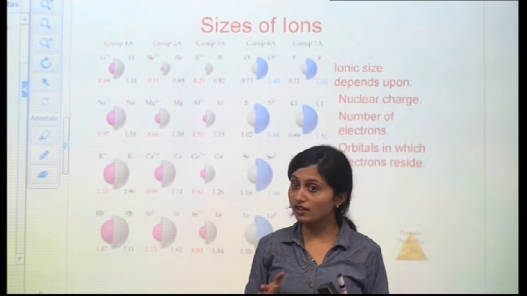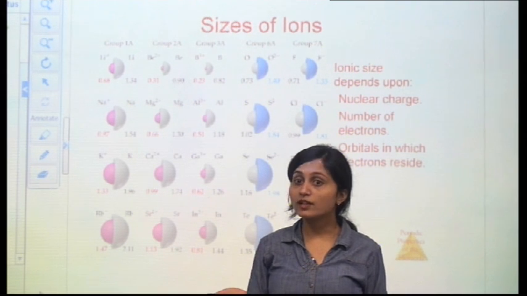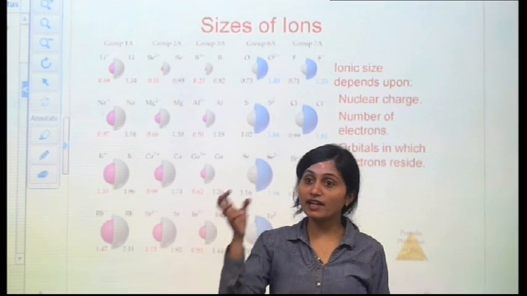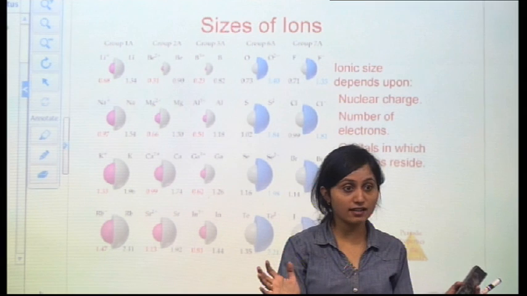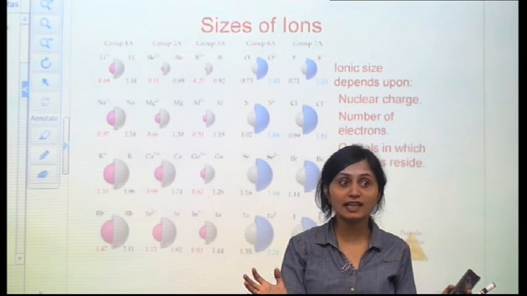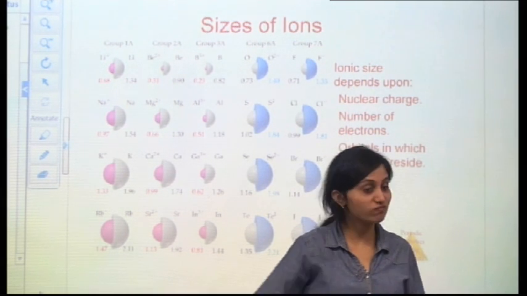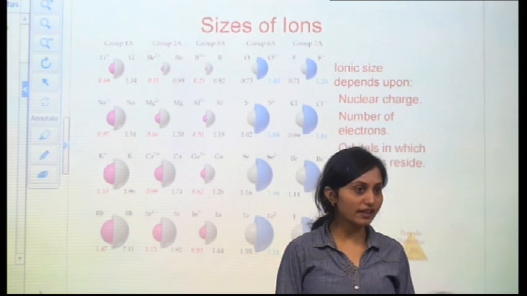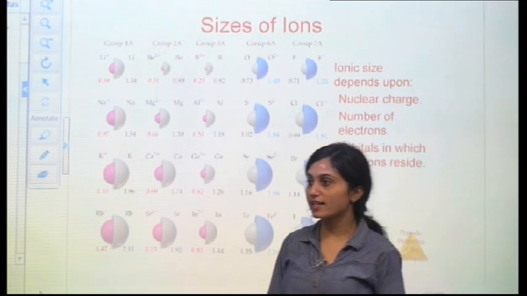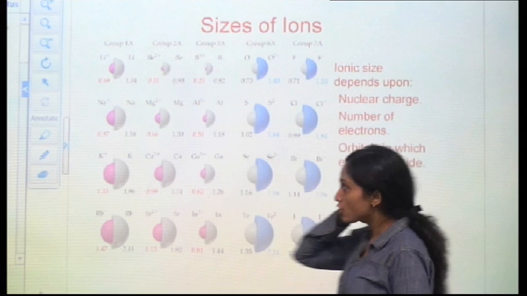But the inner shell electrons will also show repulsive effects. So whenever electrons are added the size is tending to now increase, क्योंकि अंदर से repulsion होगी. Getting the point? So then in that case the size will increase. So please take care of that.